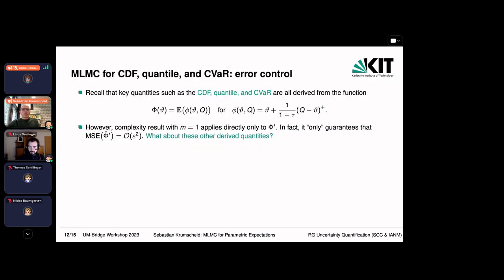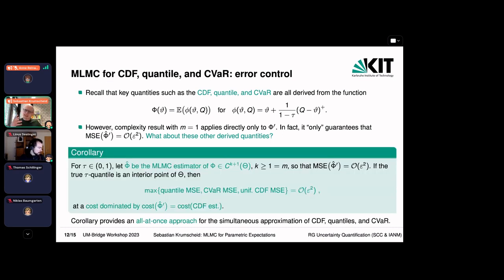I want to just make one remark: the entire construction was done to assess the cost to get to the CDF effectively, so the first derivative, let's say, m equal 1. But as I teased earlier, we also would like to have the quantile and the conditional value at risk. And because of some nice monotonicity, if you, for example, get a uniform error on your cumulative distribution function, you get the other quantities, the quantile and the conditional value at risk, by simply post-processing the CDF at no extra cost, right? So the same cost.